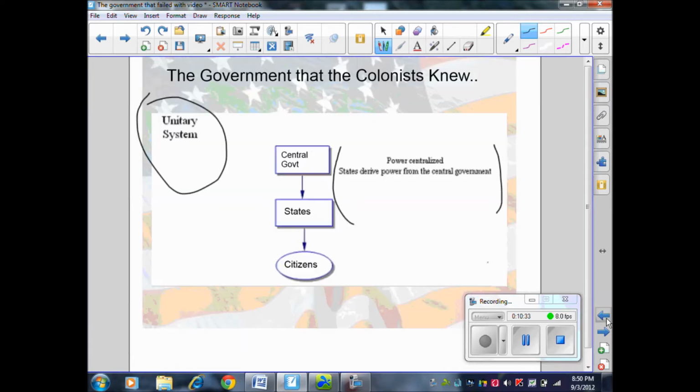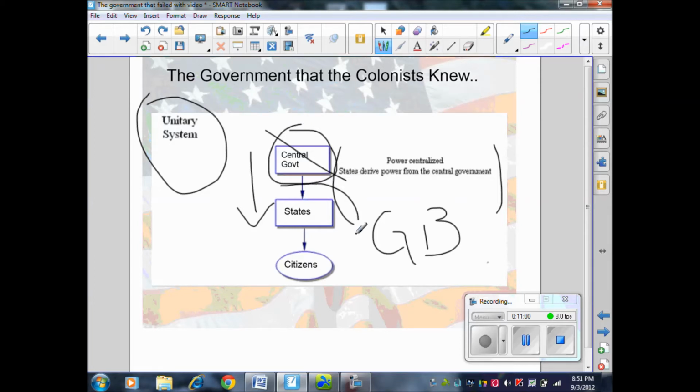So now if we backtrack to the previous slide, you can see the same direction of power moving from the central government down to the states, down to the people. So mostly all of the government power exists on that national level. That's what the colonists knew under Great Britain. That's not what they wanted. They wanted the opposite.